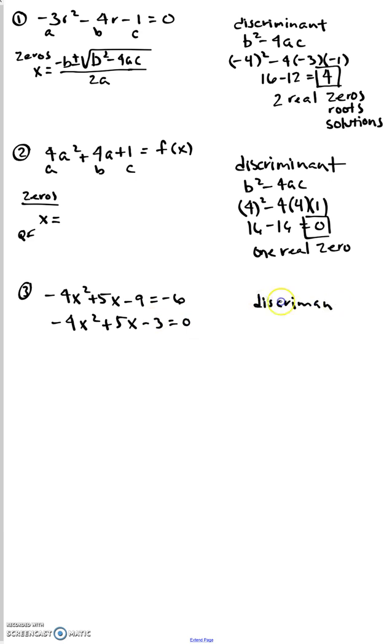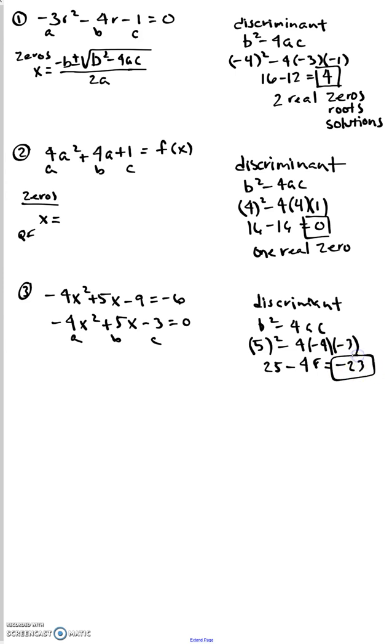Let's find the discriminant. So b squared minus 4ac, b squared, a, b, c. So b squared would be 5 squared, 25, minus 4 times negative 4 times negative 3. And I see 3 negative signs in here, so I know that I'm going to have a negative answer. It ends up being 48. So my discriminant is negative 23. And because it's negative, I know I'm going to have no real roots.